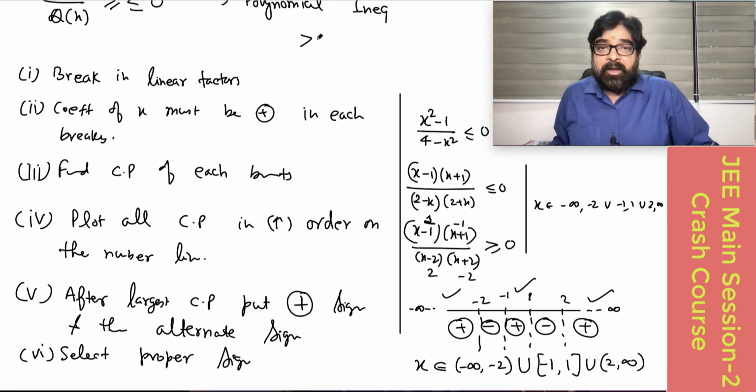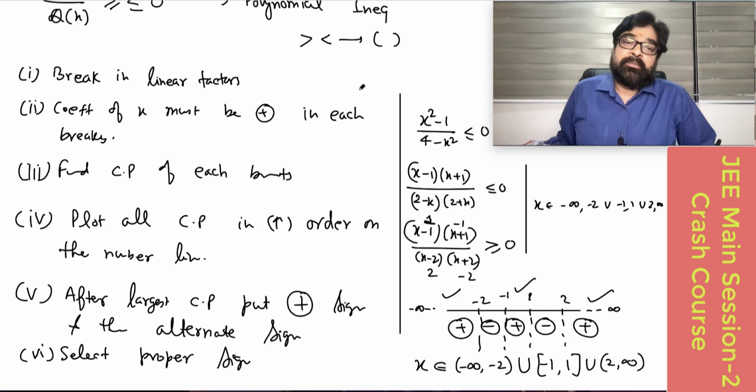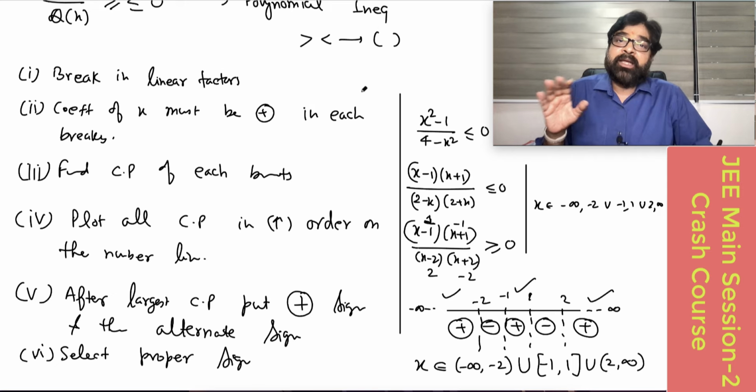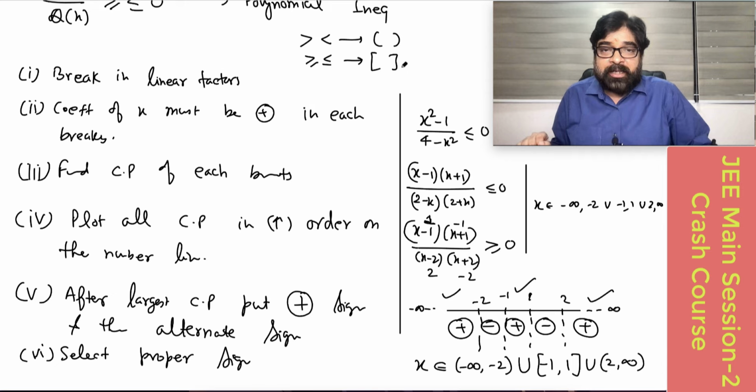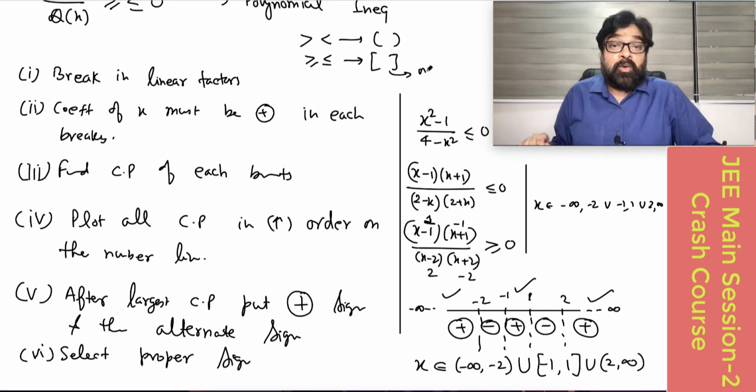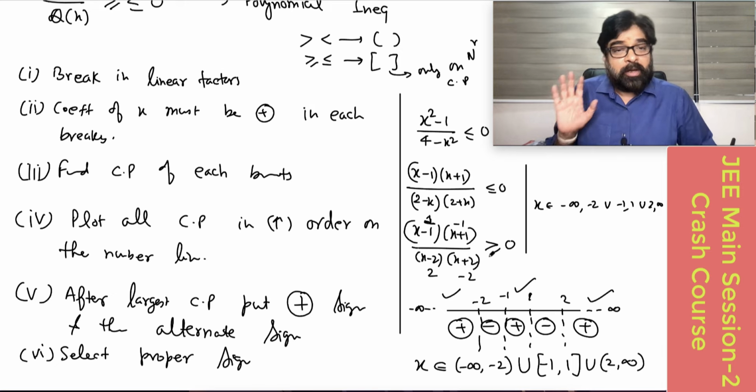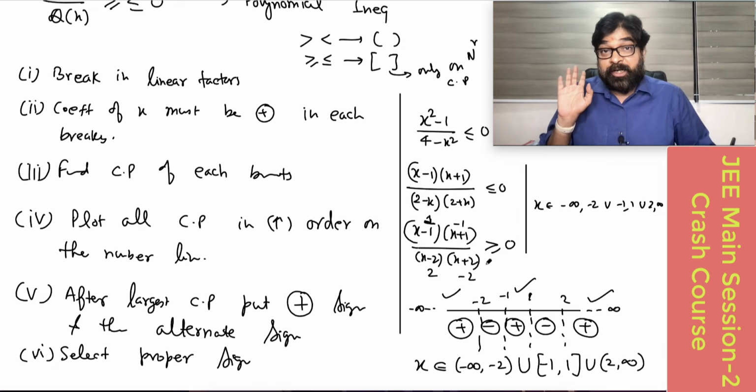Now think: whenever it's only greater than or only less than, always use an open bracket, which means all the critical points will be excluded. This point is excluded, whatever point will come here. Whenever the equal sign is coming, use the square bracket, but only on a numerator critical point. So now here, greater than or equal to, I'll use a close bracket, but only on a numerator critical point.